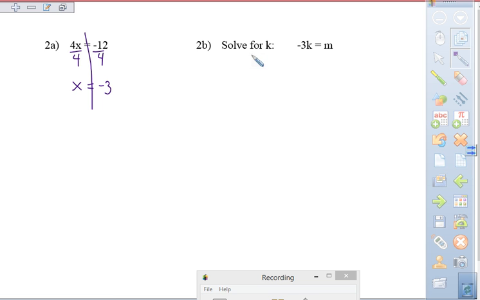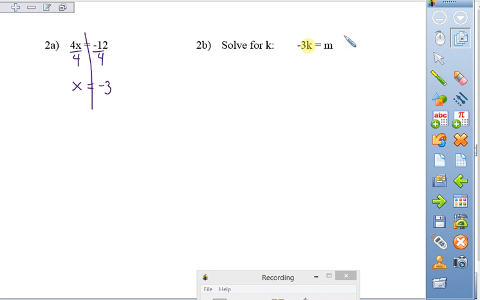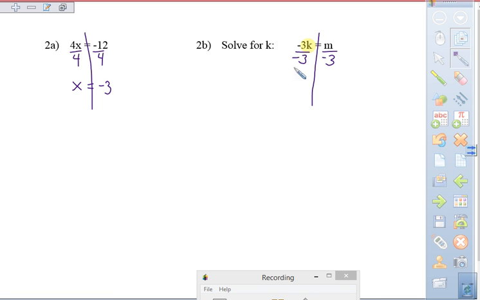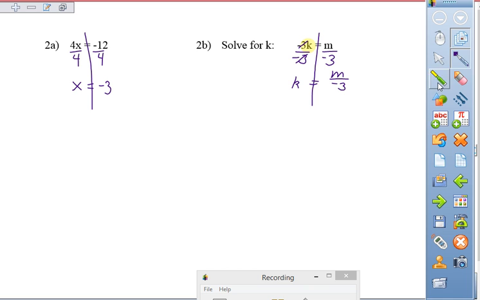2b, it says solve for k. So here's our literal equation. We need to get k by itself. So we're going to draw our bar. I need to get rid of the negative 3, so I'm going to divide by it. They are connected by multiplication, so the inverse is to divide. And I'm left with k is equal to m divided by negative 3. So all we did was copy whatever was on the right side right down here. So this negative 3 and the negative 3 canceled, and now our equation is solved for k.